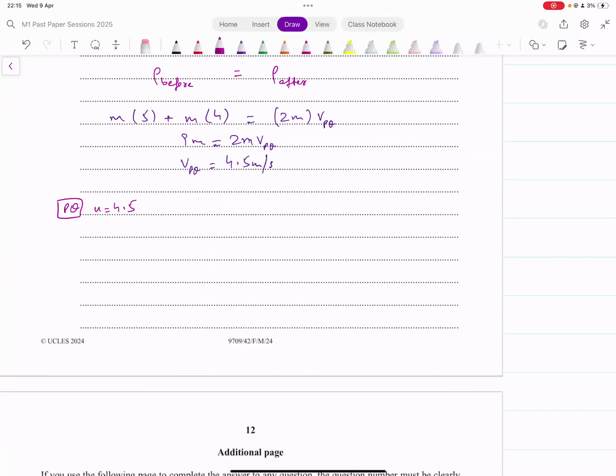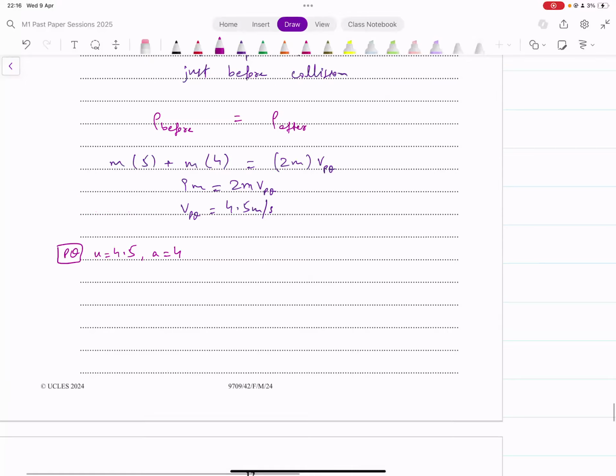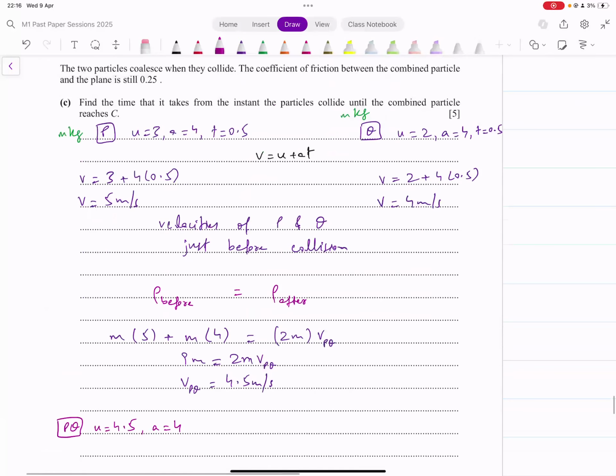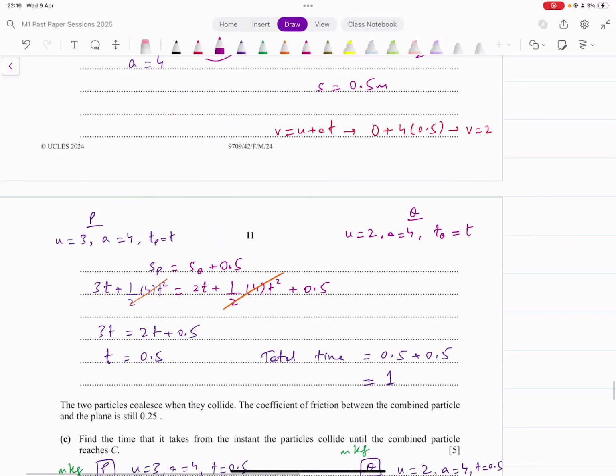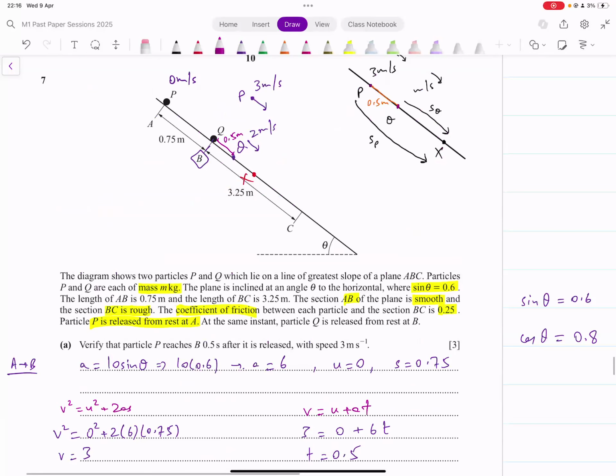Do we know anything else? We know the acceleration. Acceleration on the surface is 4, because the ratio of the forces is the same. Initial velocity is 4.5. Acceleration is 4. We need one more piece of information to be able to find the value of T. We've got some information about distance, right? The total distance until this point was 3.25.